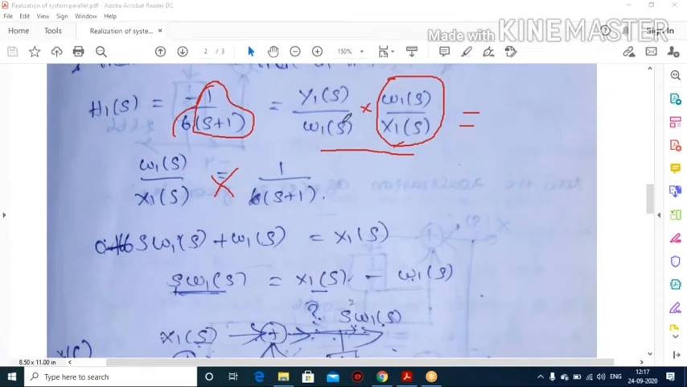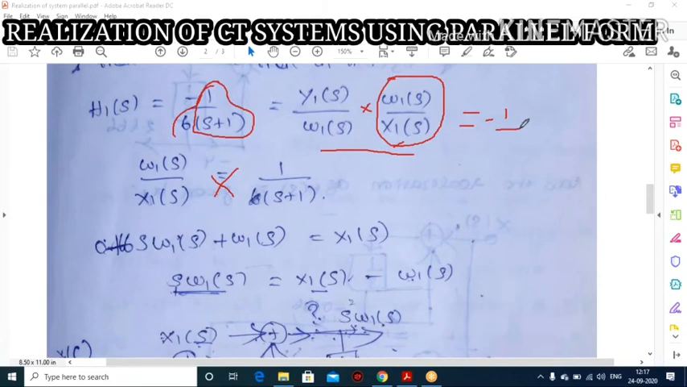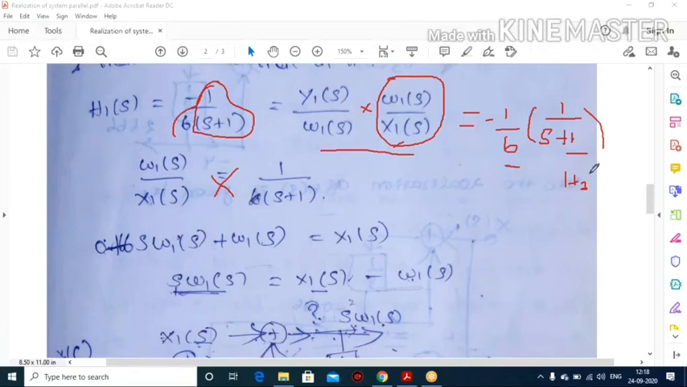Okay, what about Y1 of S divided by W1 of S? Y1 of S divided by W1 of S is nothing but minus 1 by 6, that is this term, into 1 by S plus 1. Look at here. If you have any doubt, we just write down here also: minus 1 by 6 into 1 by S plus 1. So this is H2. This one is H1. I will take down this one as H2 of S, and this one can act as H1 of S. First I realize H2 of S.